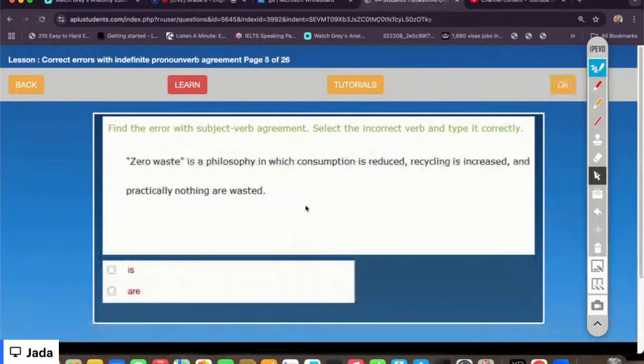Alright. Zero waste is a philosophy in which consumption is reduced, recycling is increased, and practically nothing are wasted. So what is this? Is or are? What do you think?